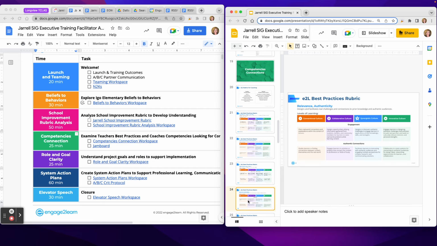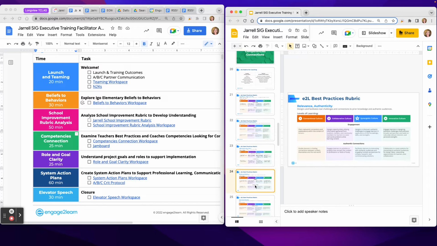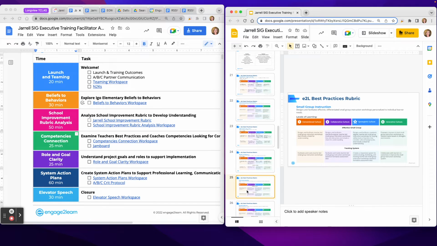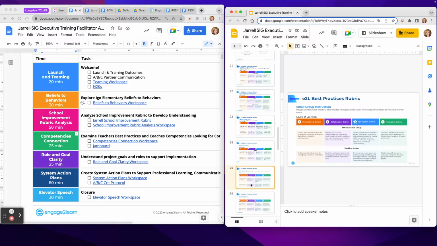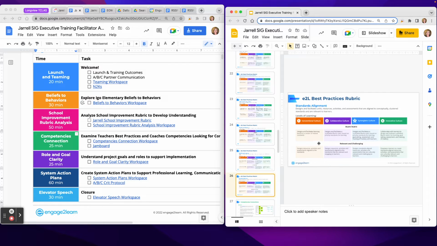When we talk about differentiation and scaffolding, it is beyond just what we do to modify for special ed students or to enrich for GT students. When we talk about small group instruction, that is teacher-led small group instruction, and standards alignment includes the Burke rubric. It's not just the traditional, are we teaching to the TEKS?